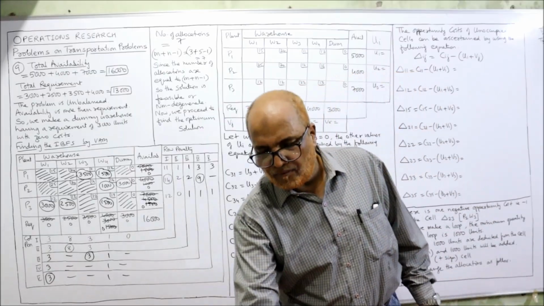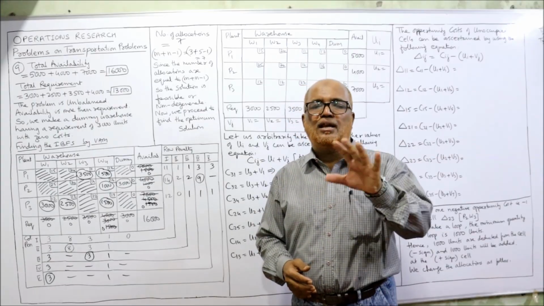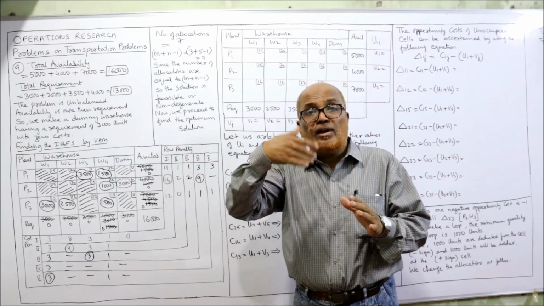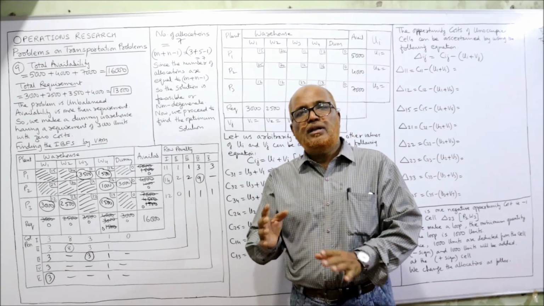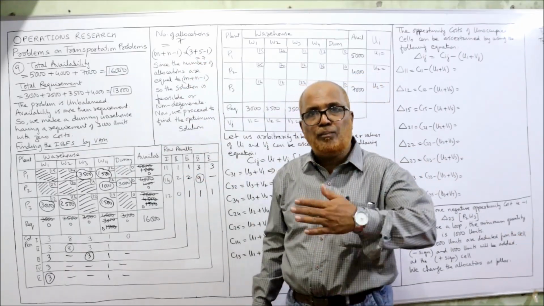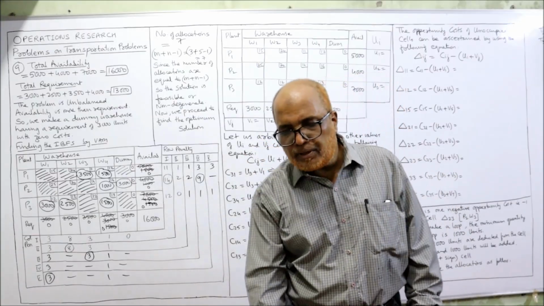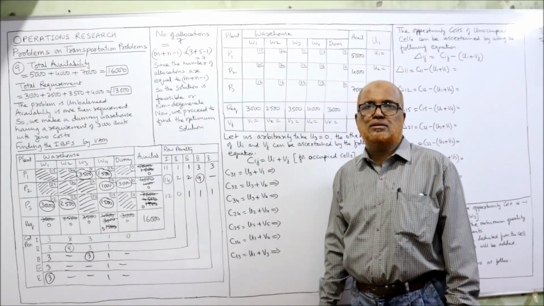See here. One of the conditions after completing IBFS, we have to see whether it is non-degenerate or degenerate. If it is degenerate, then we have to overcome the degeneracy and then we apply the optimality test. But if both are equal, the problem is non-degenerate. We can proceed to find out the optimality test. The optimality test will be found by using the UI and VJ method.